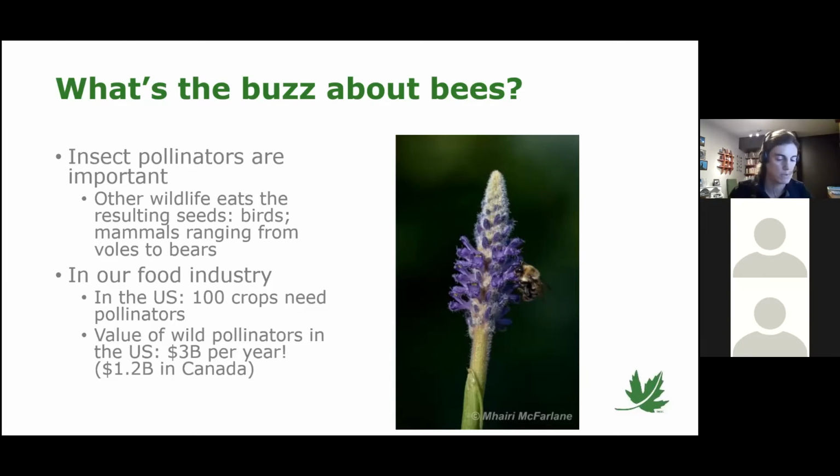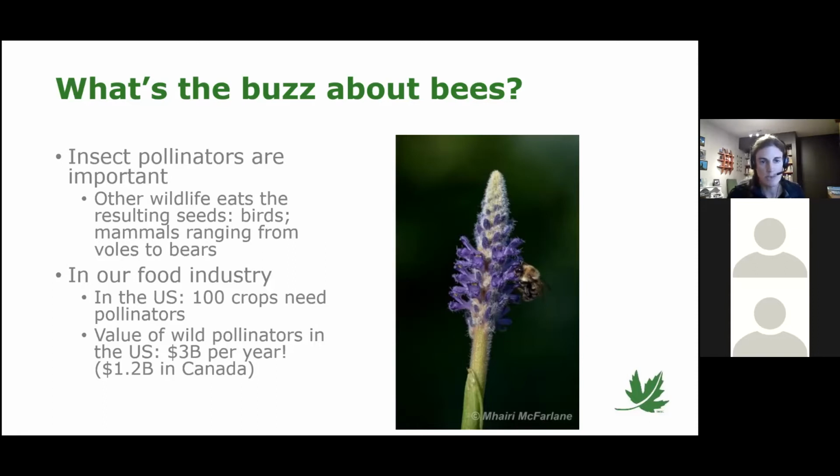These are some random numbers I dredged off the internet a little while ago. In the US, for example, around 100 crops are completely dependent on insect pollinators of some sort. And I'm sure that number is different wherever you're looking. And it's not just domestic honeybees, it's also wild pollinators, wild insects that have evolved here naturally, that are also really important in pollinating some of the food that we eat. That's estimated to be worth billions of dollars per year in the US and Canada.